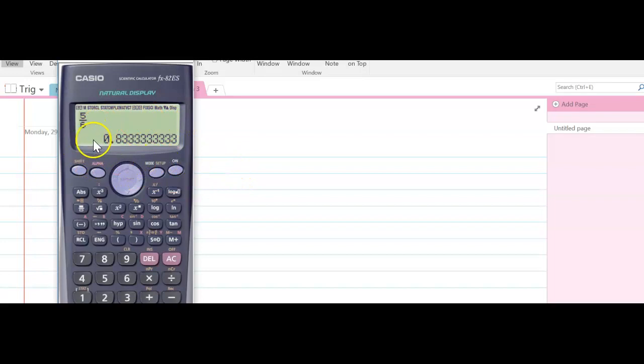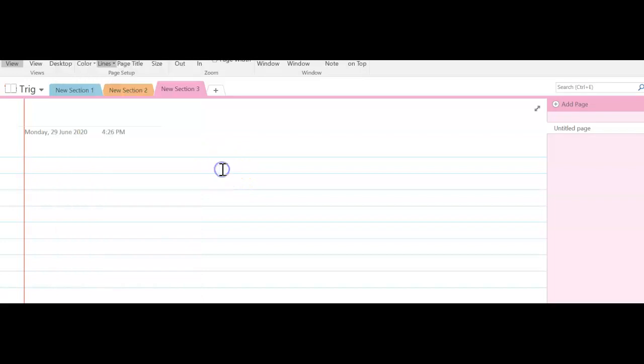It's a repeater. So this is how we write it: 0.83, and then you put the dot on top of the 3, which means it's a repeater. Okay, let's go back to the calculator.